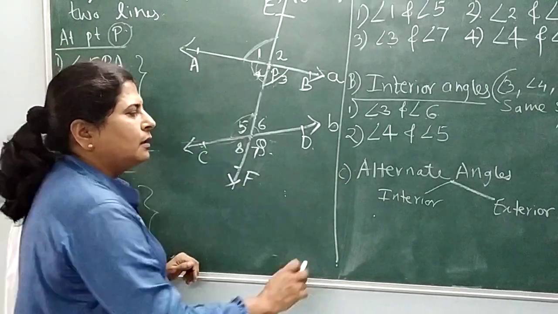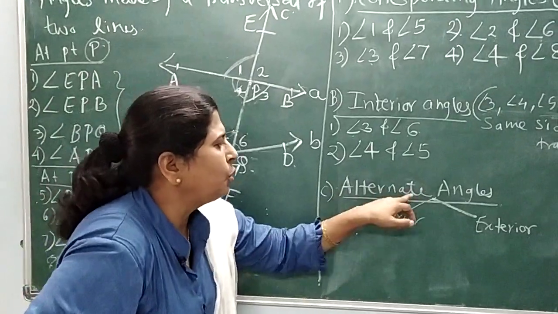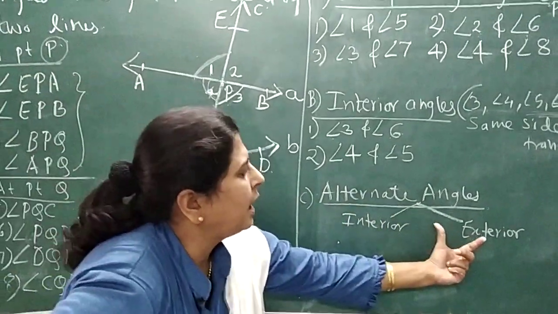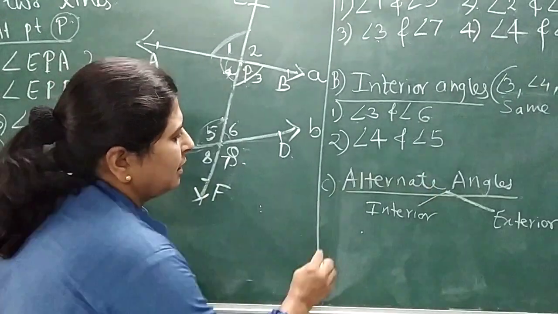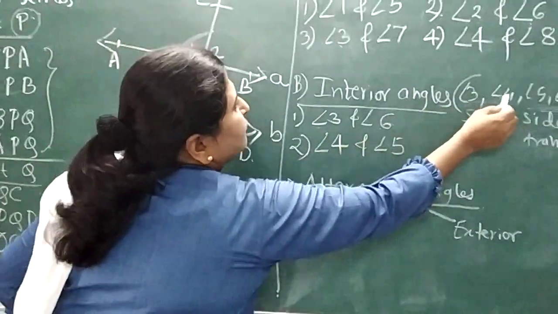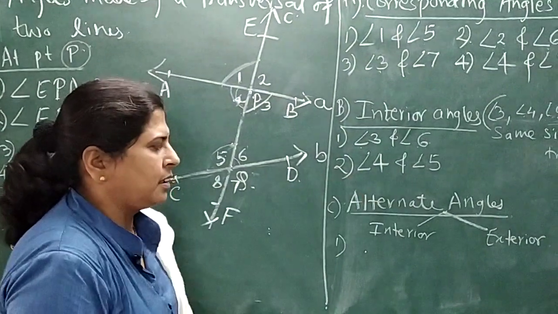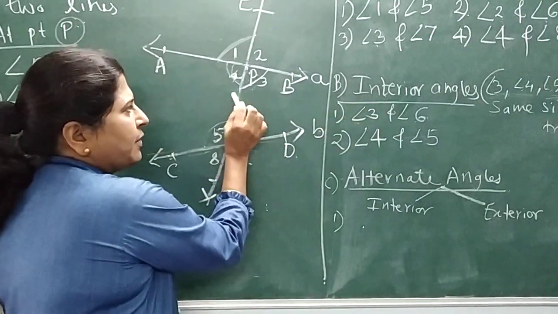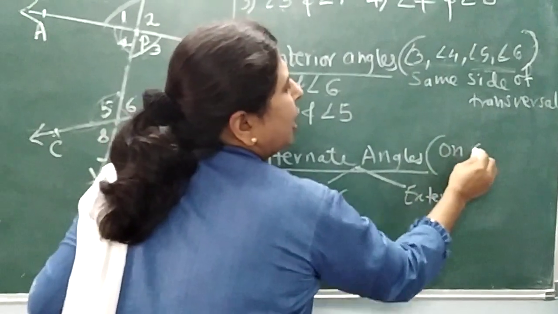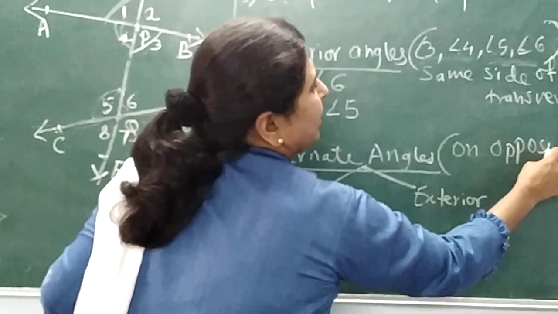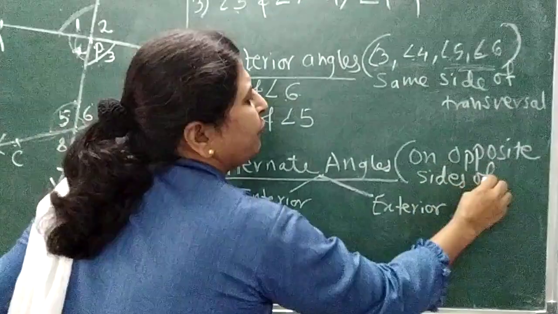Now let's come to the third and the last type, that is alternate angles. In alternate angles also there are 2 types, interior and exterior. Now which is the alternate interior angle? Now as we have seen that these 4 are interior angles. So how can we make the pair of alternate interior angles? For the interior pair we have taken angles on the same side of the transversal. So here the alternate angles will be on opposite sides of the transversal. Here we will take them on opposite sides of the transversal.